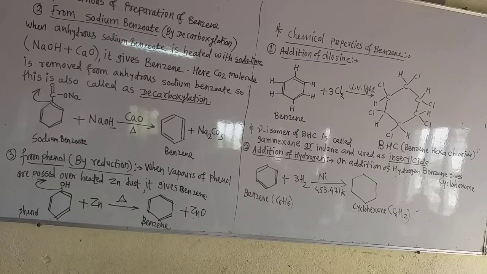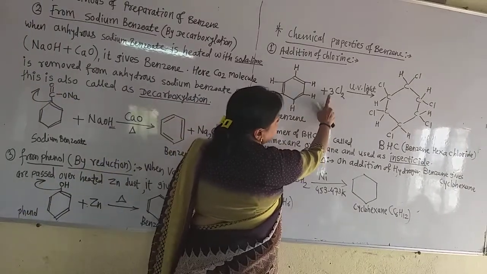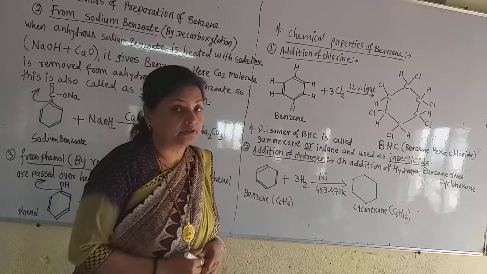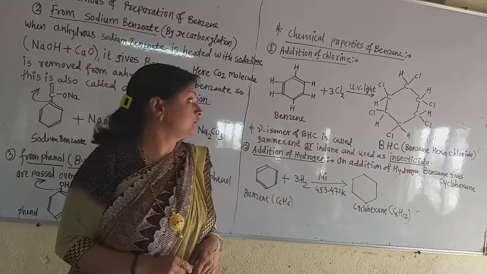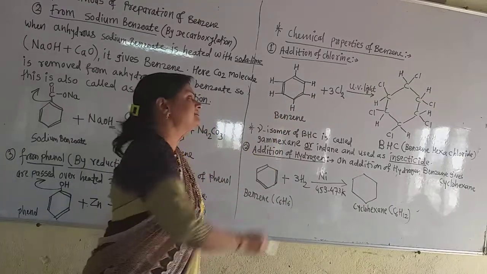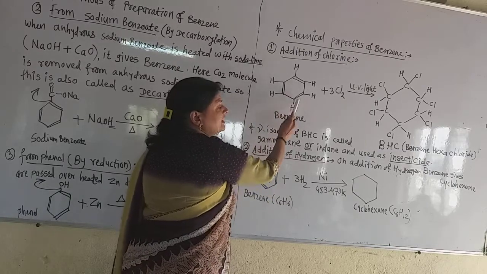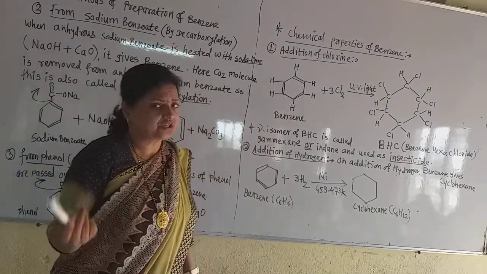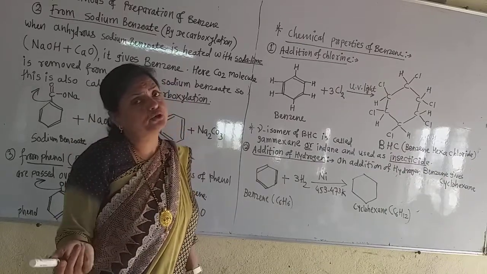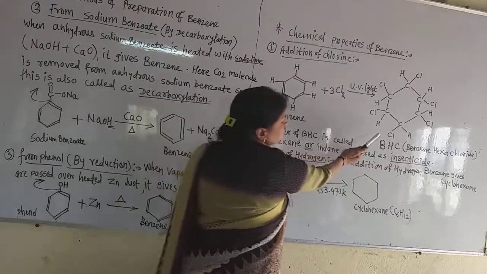So one double bond adds one chlorine molecule. As there are 3 double bonds, 3 chlorine molecules get added. 3 chlorine molecules means 3 into 2, 6 chlorine atoms, but 3 chlorine molecules. So every double bond adds one chlorine molecule. As the double bond adds the chlorine molecule, the double bonds are converted into single bonds. During addition, what happens? The double bond is converted into a single bond due to the addition of chlorine. And so I show here this product.